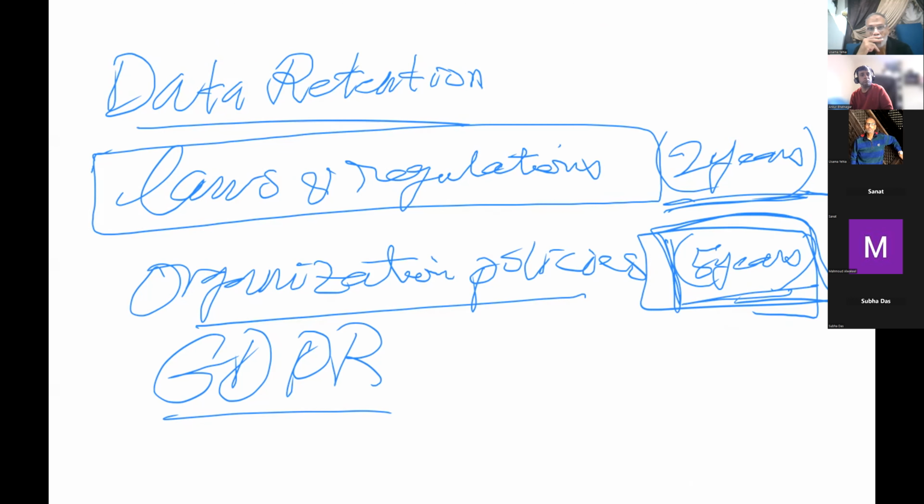Also, gentlemen, it is very important to note another thing. When we are saying that you are deleting or archiving the data, don't forget the archived files and the backup files. Don't forget the archive backup files and backup files. This is one of the main non-conformities which we found in our customers.